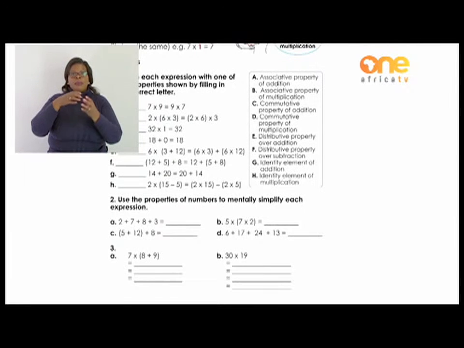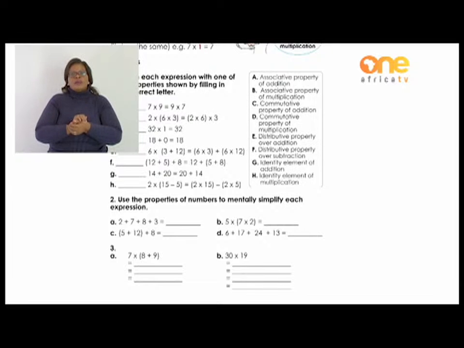So what you have to do is look on your right hand side where there is a box of properties. The first one is associative property of addition, and it goes on, and the last one is identity element of multiplication. If you go through and watch what I have explained on the chalkboard, you should be able to use these properties and fill in the correct letter.